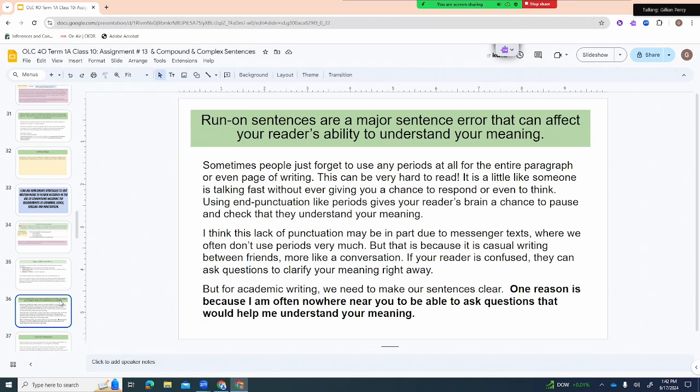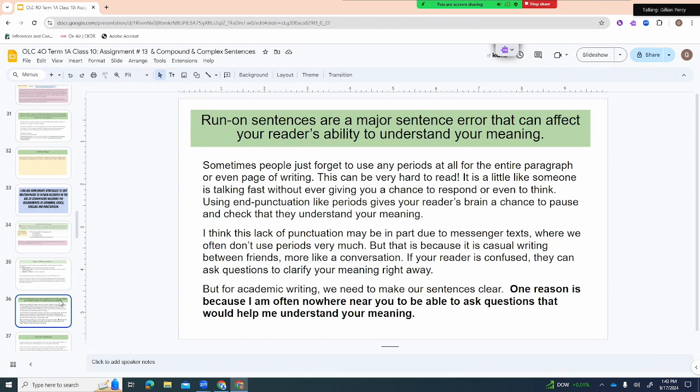Run-on sentences are probably the biggest editing mistake I see, okay? I have had people sometimes just forget to use any kind of periods at all for an entire paragraph or even an entire page of writing. This can be exhausting to read, okay? It's a little like someone's talking so fast and they never give you a chance to respond or even to think about what they're saying. When you use end punctuation like periods or exclamation points or question marks, it gives the reader's brain a chance to pause and sort of check that they understand your meaning, and then they can go on. When you don't do that, it gives the reader kind of a rushed feeling.